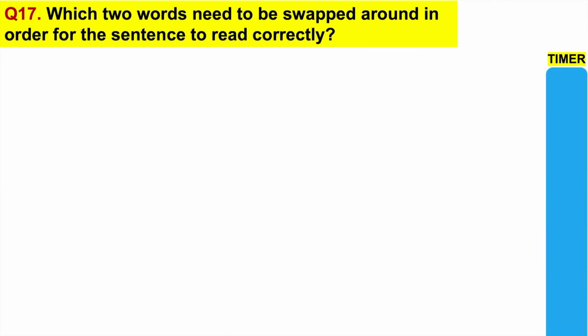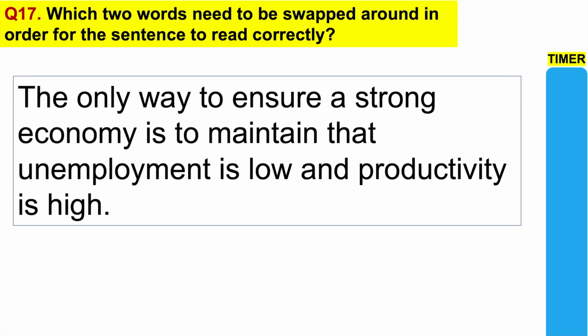And question 17. Which two words need to be swapped around in order for the sentence to read correctly? The only way to ensure a strong economy is to maintain that an unemployment is low and productivity is high. I will read that again. The only way to ensure a strong economy is to maintain that unemployment is low and productivity is high. You need to swap around two words. Which ones are they? Here is your timer.